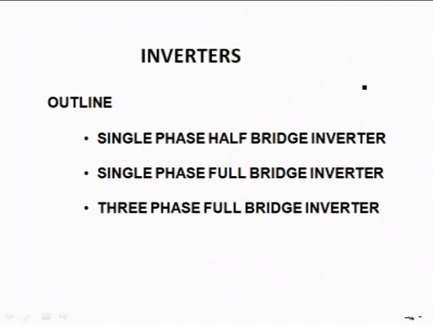In a voltage source inverter, the input DC voltage will be constant. In a current source inverter, the current is maintained constant. Another classification of inverter you have seen is single phase inverters and three phase inverters. So, today we will discuss the single phase half bridge inverter, single phase full bridge inverter, and three phase full bridge inverter.